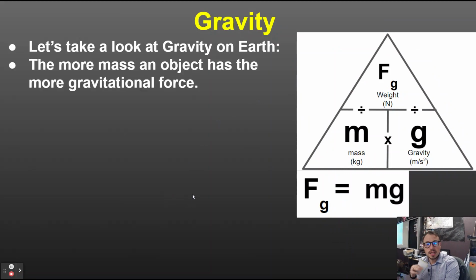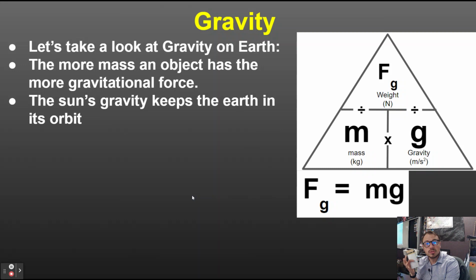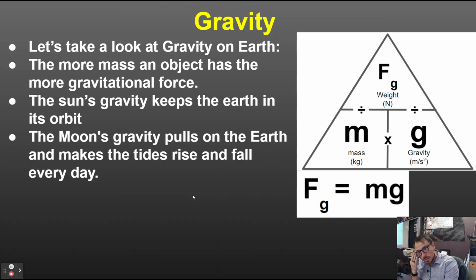So the more mass an object has, the more gravitational force. The sun's gravity keeps the Earth in orbit. The moon's gravity pulls on the Earth and makes the tides rise and fall every day.